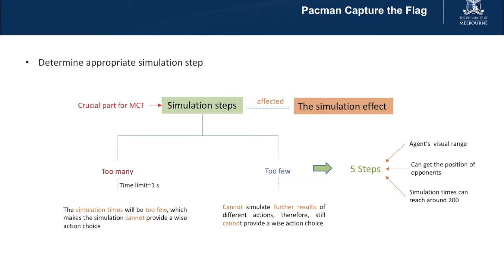If we take too many steps, the simulation times will be too few, which makes them provide little information for next action choice. Well, if the steps are too few, it cannot simulate further results of different actions, which is still not helpful for a better action choice. Considering the agent's visual range, the range in which it can get the accurate position of the opponent, we choose 5 steps, and based on that, the simulation times could reach about 200, which is fairly reasonable.